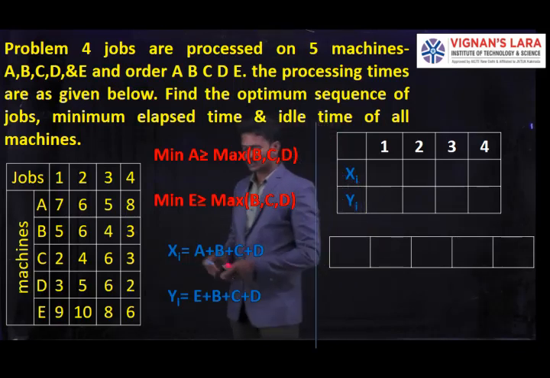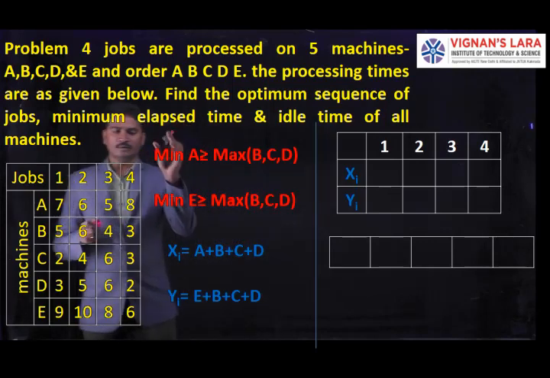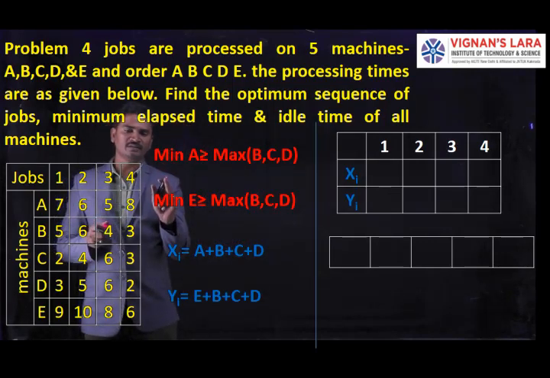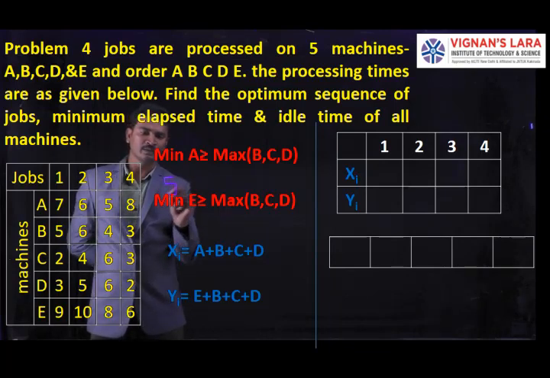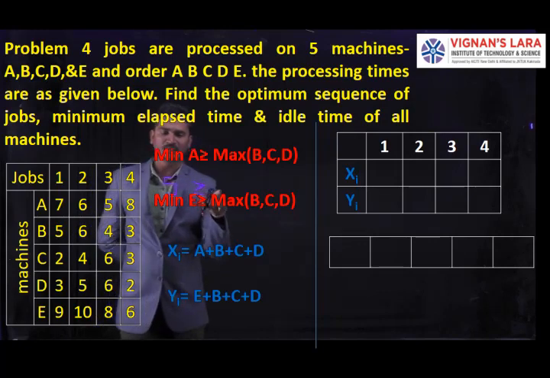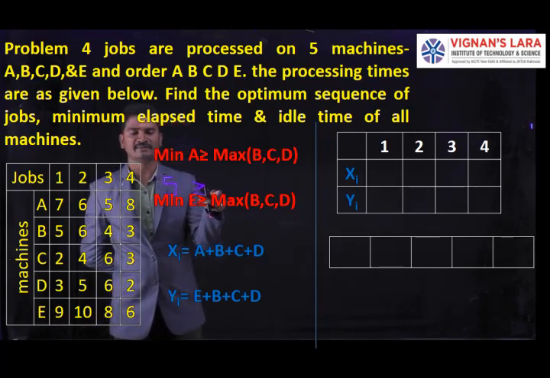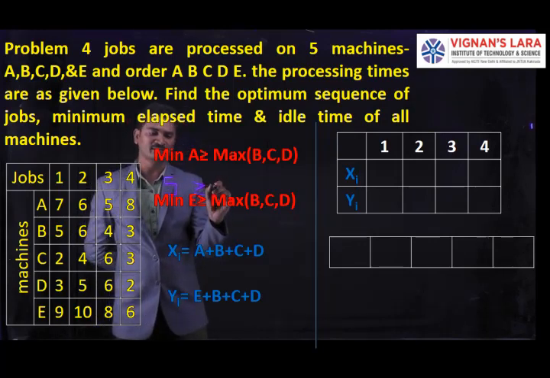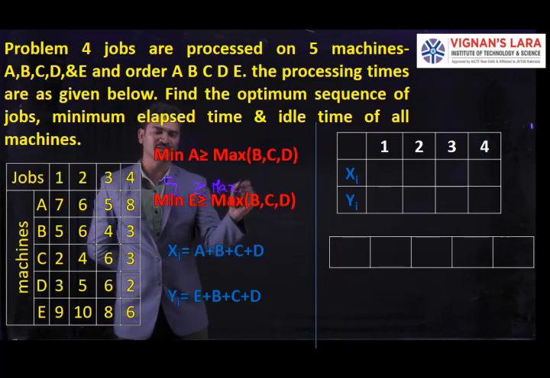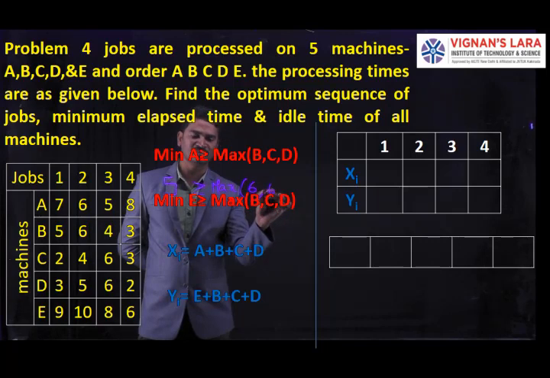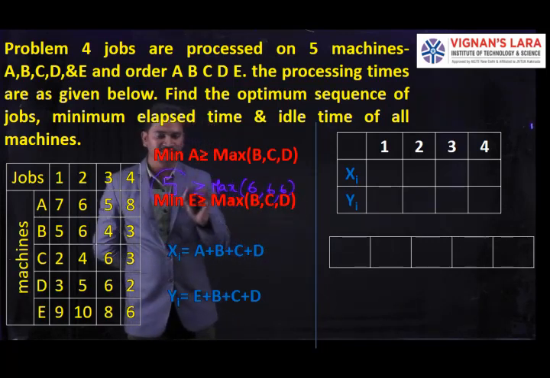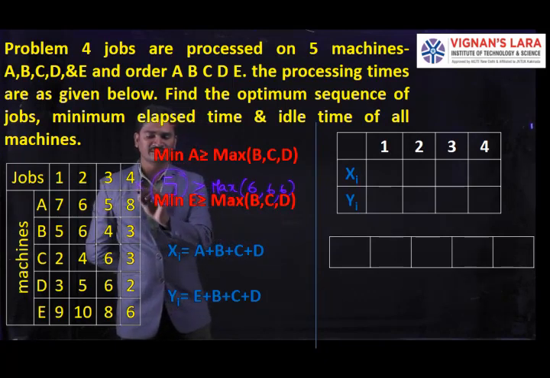Here I would like to calculate first the minimum of A. From the table, the minimum of A is 5, and this must be greater than or equal to the maximum of B, C, D. The maximum of B is 6, C is 6, and D is also 6. But here the condition is greater than or equal, so it doesn't satisfy.